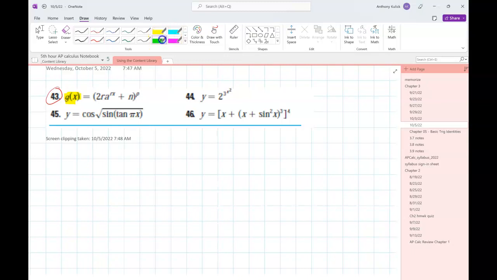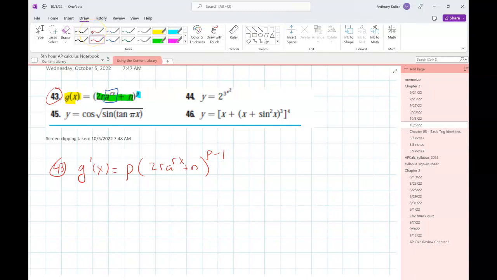So this is a chain rule, right? I have some inside stuff and some outside stuff. So just applying the chain rule, the derivative of the outer is I'm going to have rho times the insides to the rho minus 1. And then I'll have the derivative of the inside, where that piece I'm going to just think about as 2r times the exponential a to the rx. Is that okay, Mackenzie?